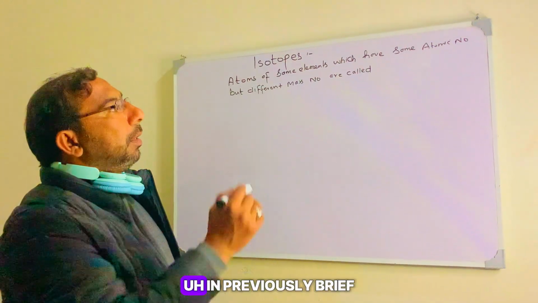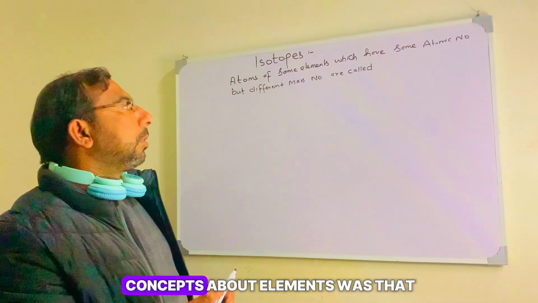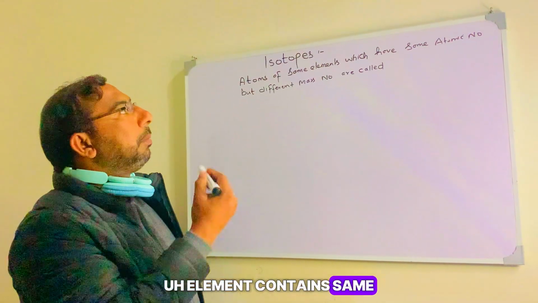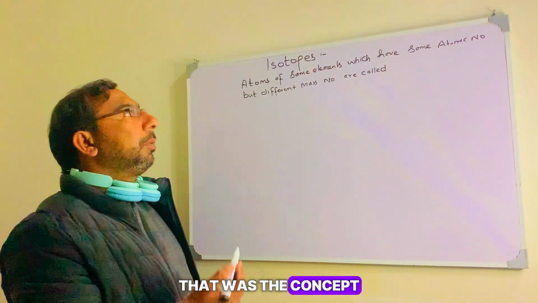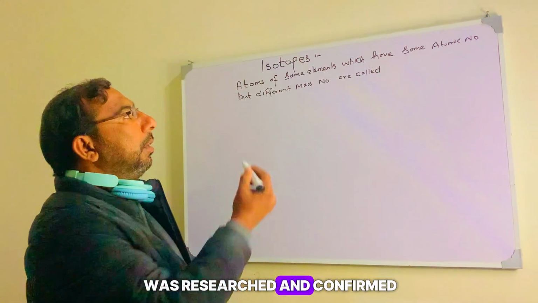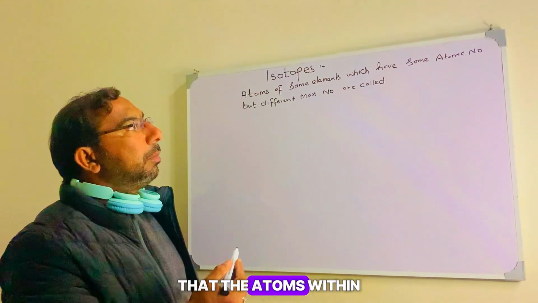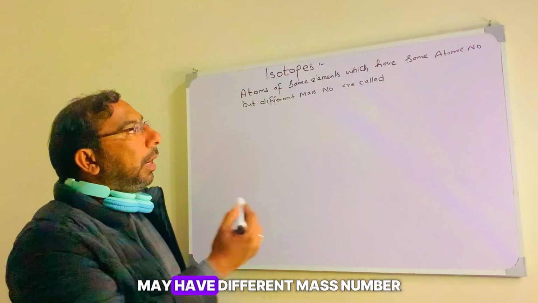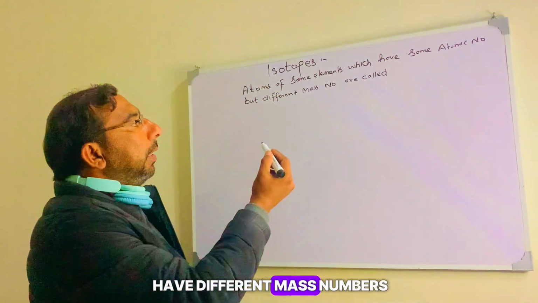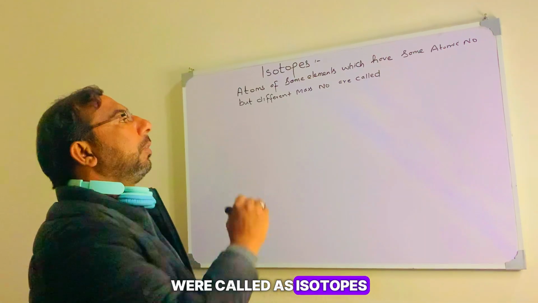In previous concepts, it was thought that an element contains the same type of atom. That was Dalton's concept. But after that, it was researched and confirmed that the atoms within an element may have different mass numbers, and those atoms which have different mass numbers were called isotopes.